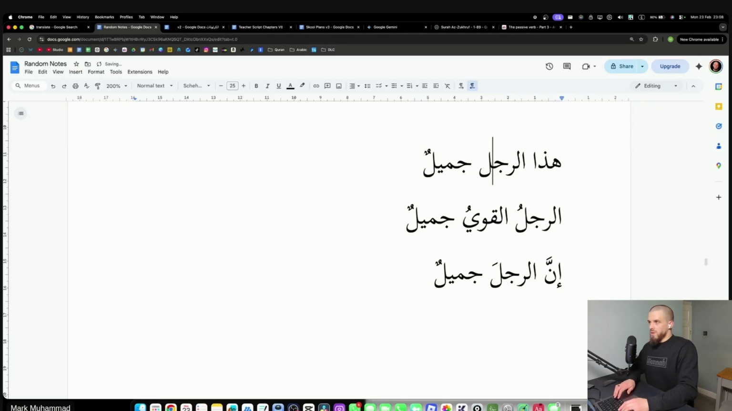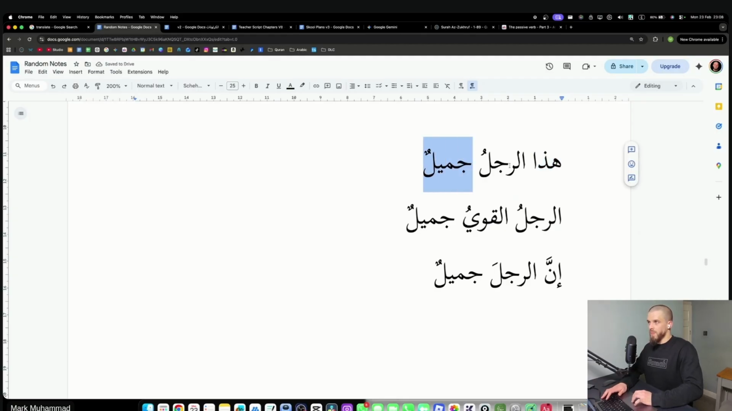Okay, so here's an example. Here's the mubtada. Here's the khabar. This is the badal, and the badal gives more information about the mubtada. If I deleted one or the other, we could still make a full sentence. Whereas this is not a badal. This is an adjective, a nat.